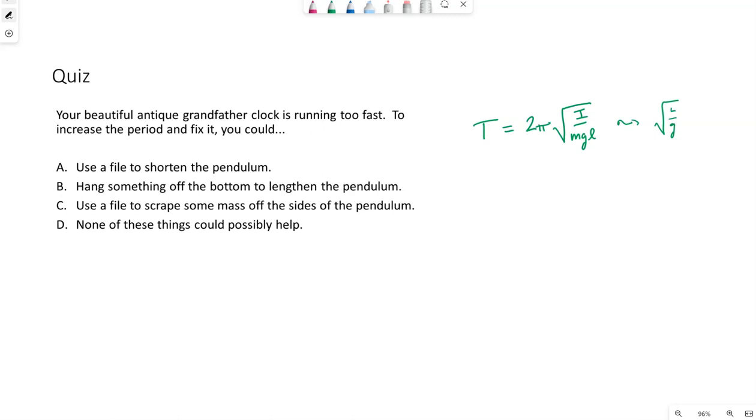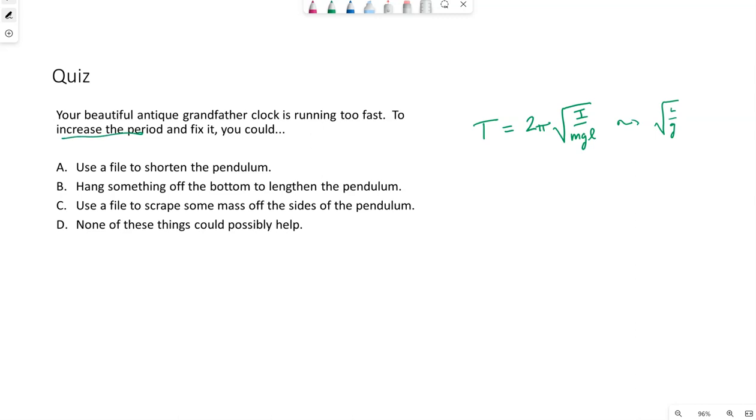If you want to reason this through, go back to the example problem for the meter stick as a pendulum, and you'll see that our equations simplified down to depend upon the length and g. It's not equal to the square root of L over g, but it simplifies to depend on those variables. So here, our antique grandfather clock is running too fast. That means the pendulum's swinging back and forth too quickly, so the period is too small. So we need to increase the period.